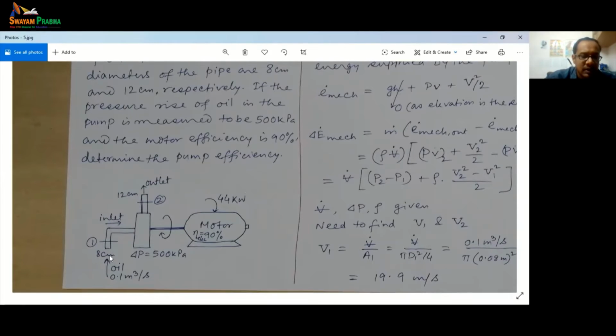What is the inlet condition of the pump at state 1? The diameter is 8 centimeter and the volume flow rate of oil is 0.1 meter cube per second. And what is the outlet condition? The diameter is 12 centimeter. And you can see that for continuity, you have to have the same volume flow rate through the outlet as well, for the steady state operation. So here everything is given. You have to find the efficiency of this pump, that is, how much energy it is getting and how much energy it is actually transferring to the oil stream.